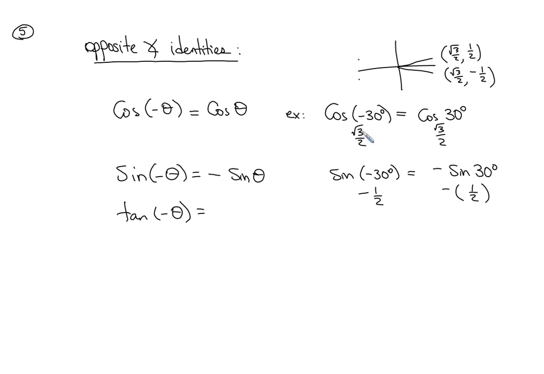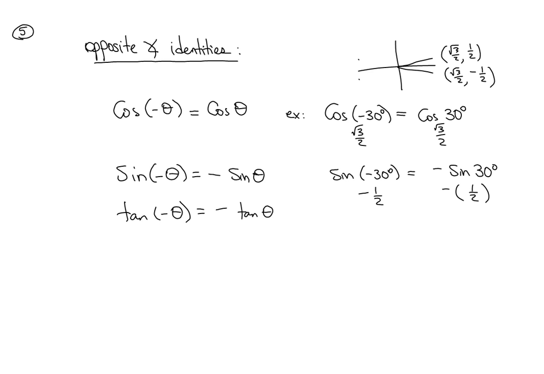Now, because tangent is sine divided by cosine, in this case of our example, we get tangent of negative 30 degrees equals negative sine of 30 divided by cosine of 30. We're going to get a new negative introduced, and so again, just like sine, tangent requires that that negative be brought out front. So this is the way the negative angle identities work, or the opposite angle identities, I should say.